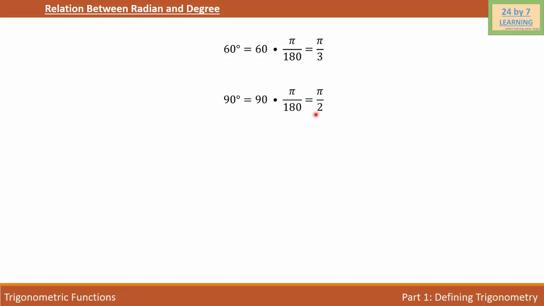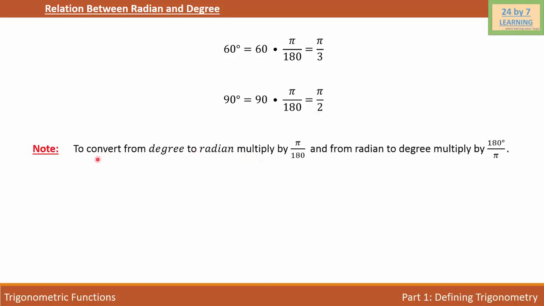There is a relation between radian and degree, and we follow this rule to convert radian to degree or from degree to radian. So to convert from degree to radian, multiply by pi over 180, and from radian to degree, multiply by 180 over pi. Basically, this is a general rule to convert from degree to radian and from radian to degree.